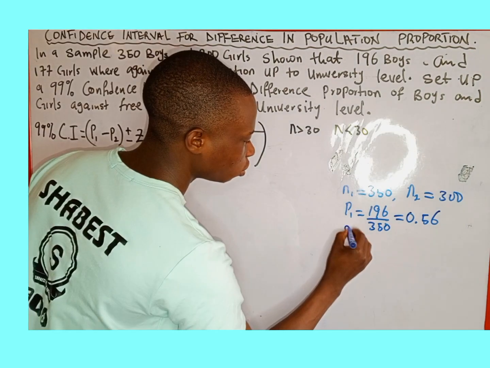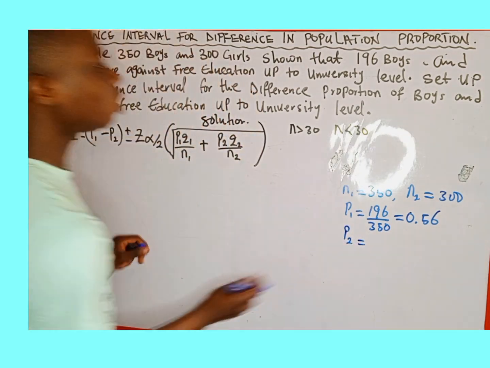So let us get P2. P2 is equal to the proportion for the girls.